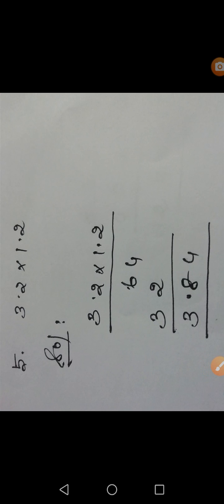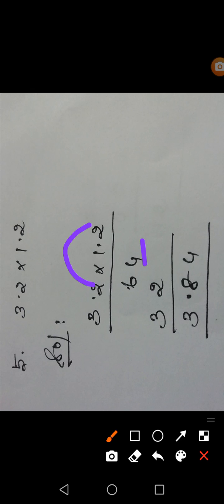One more question. 3.2 into 1.2. So in the product, both given numbers have decimals. When multiplying decimal numbers, how do we put the point? So the given numbers are 3.2 into 1.2. So 2 twos are 4. Then 2 threes are 6. 2 times 32, we get 64.